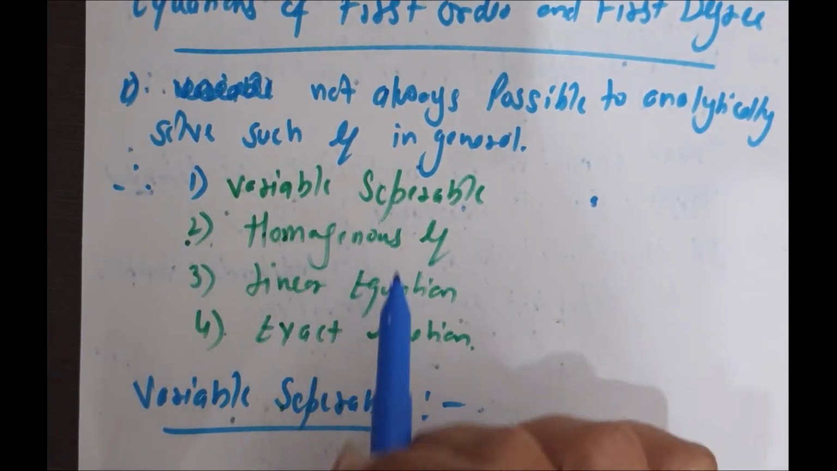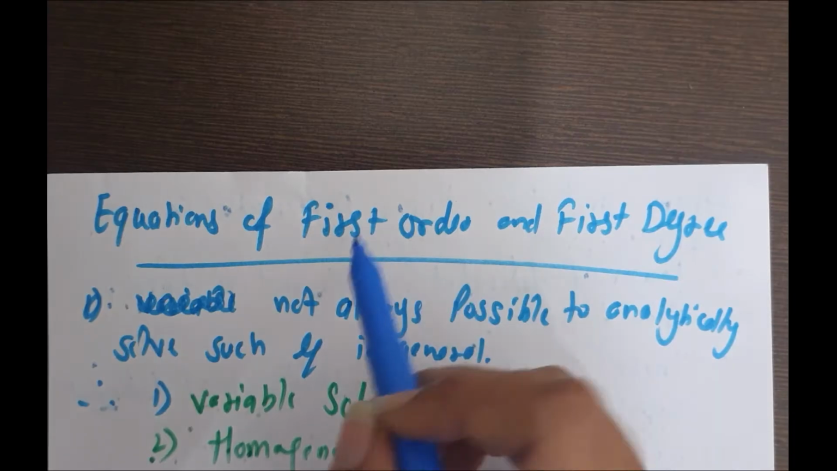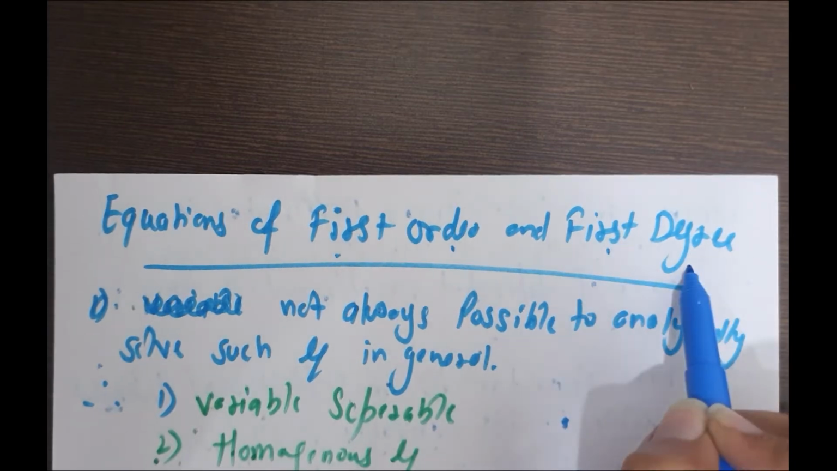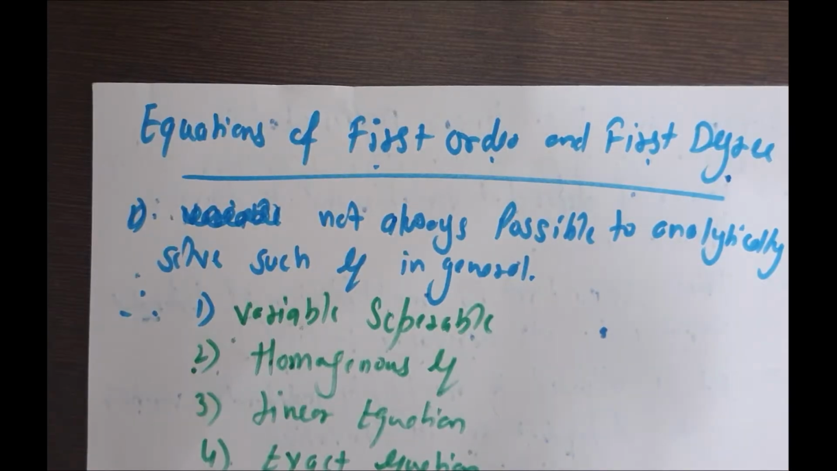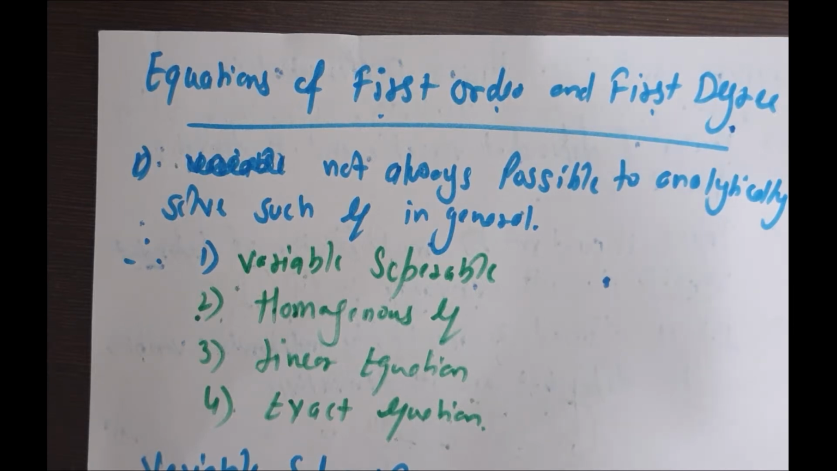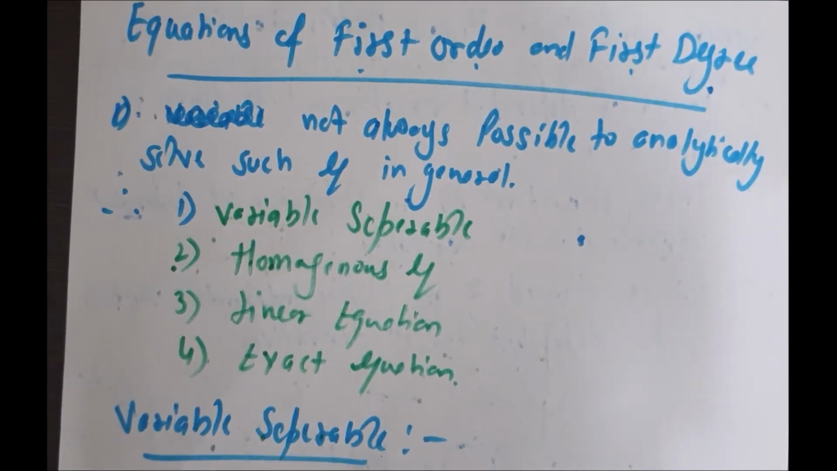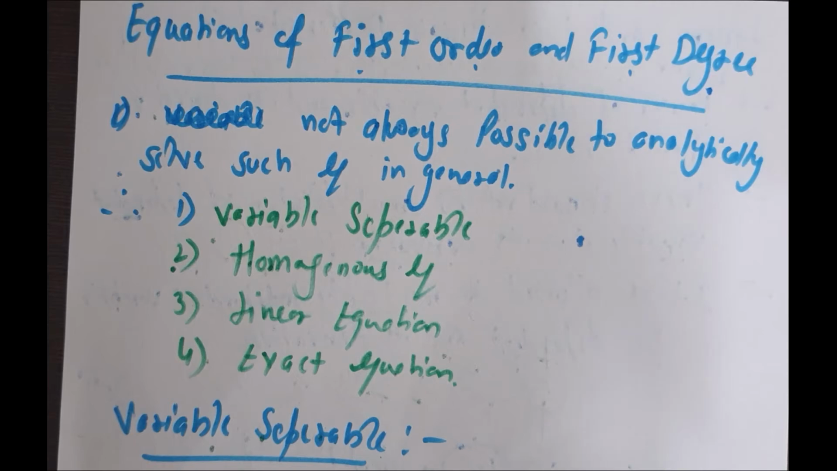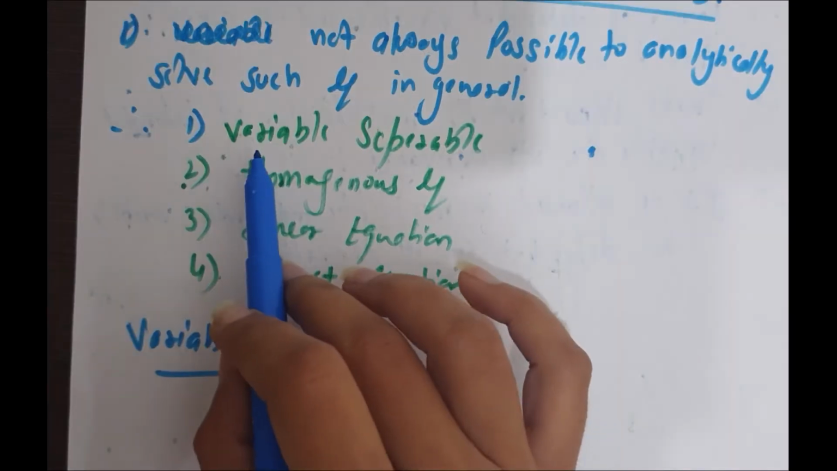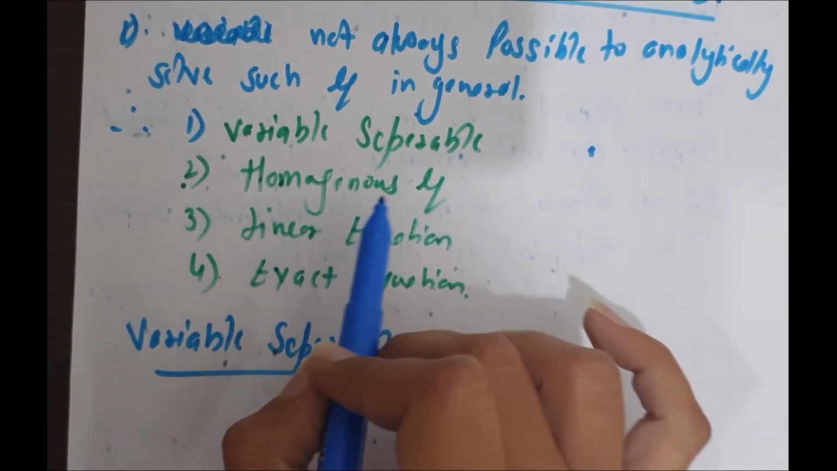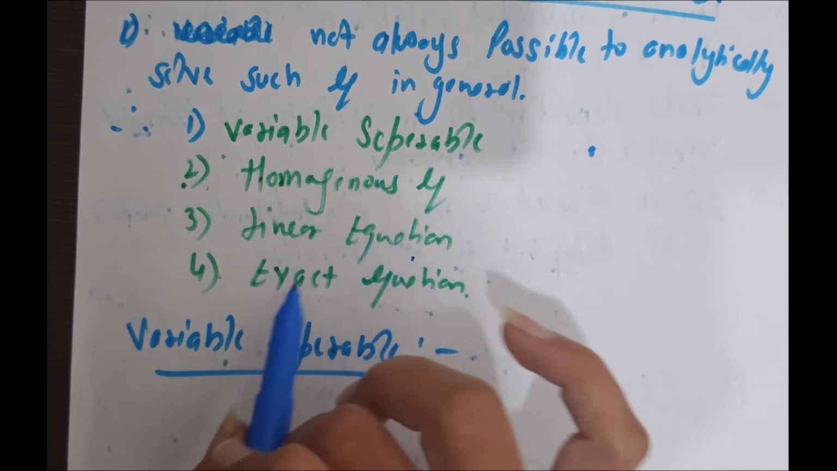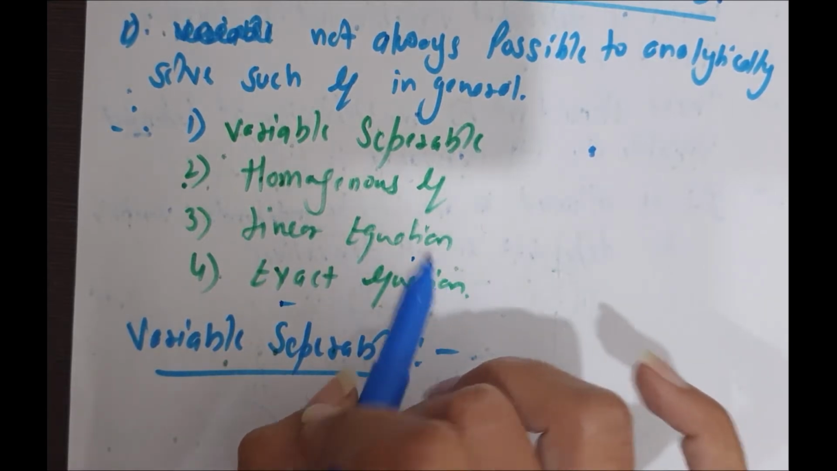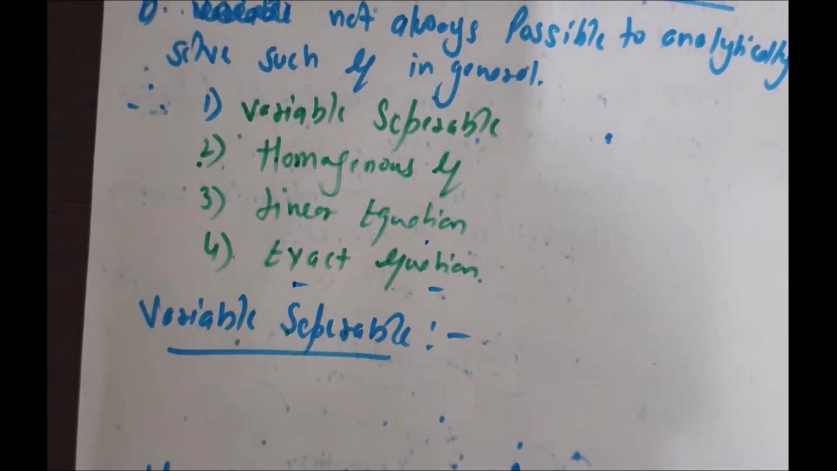Now these are 4 methods to solve differential equations of first order and first degree. There are methods to solve differential equations of higher orders also, but we will learn those methods later. Firstly we will learn methods of solving first order and first degree differential equations. First one is variable separable, second homogeneous equation, third is linear equation, and fourth one is exact equations. So starting with variable separable.